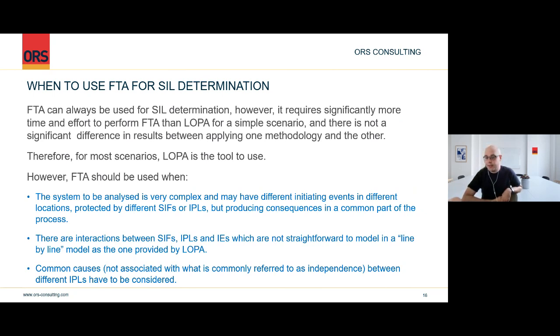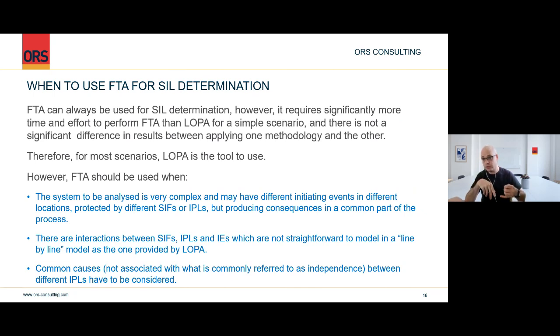But when you have a system that is very complex, with different initiating events in different parts of the process, protected by different IPLs at the same time or different SIFs at the same time, but producing the consequences in a common part of the process. When there are interactions between SIFs, IPLs, and initiating events which are not straightforward to model in a line-by-line model, such as the one provided by LOPA, and when you need to account for common cause failure between the different IPLs, between the different safety instrumented functions.